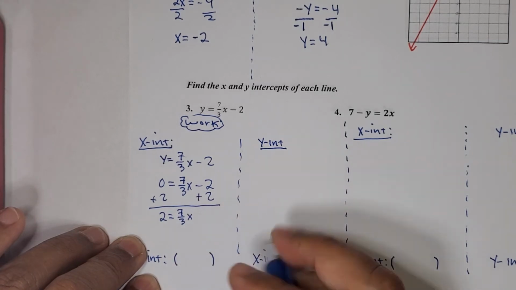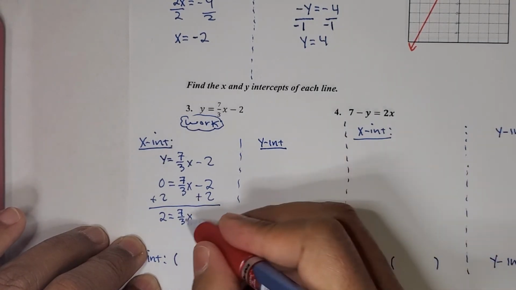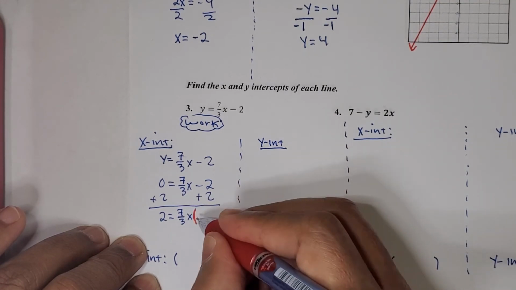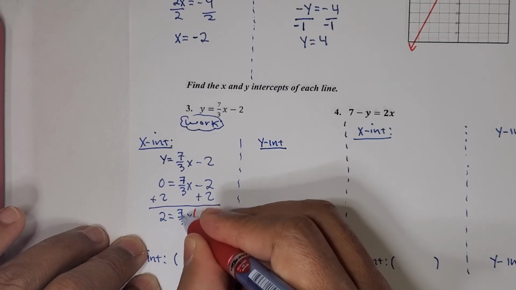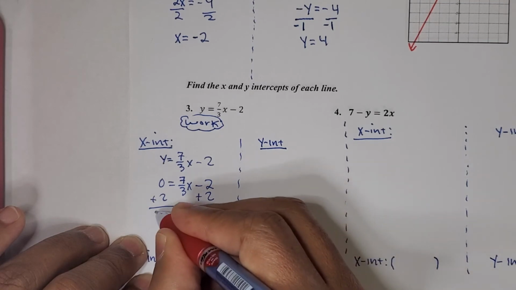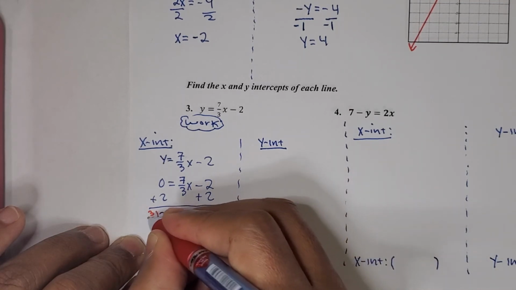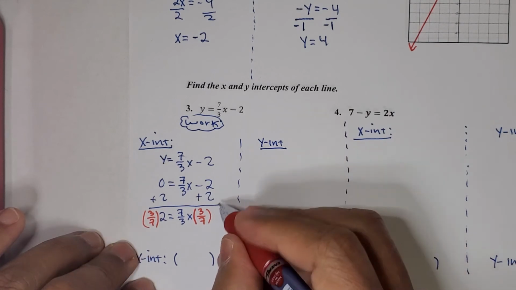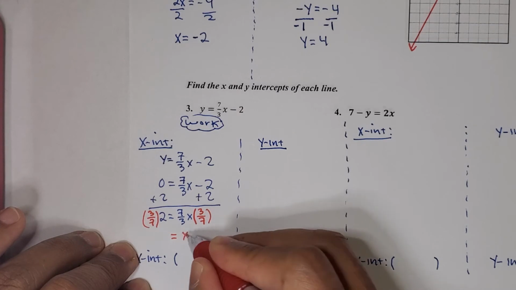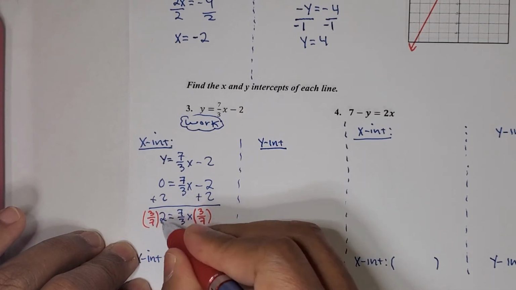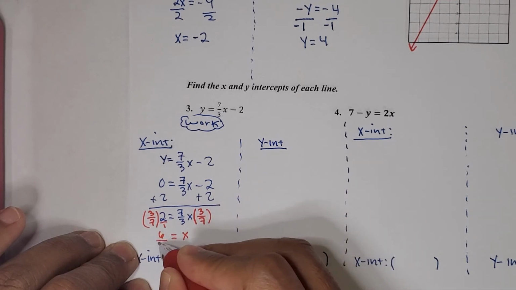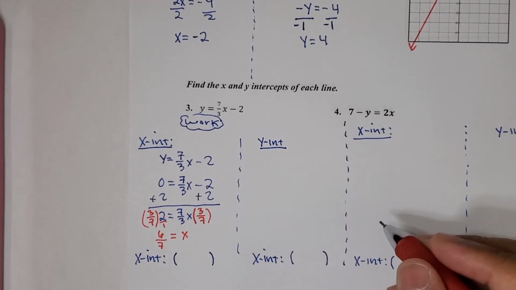7/3 x. Now, I want to get the x by itself, but it has a 7/3. So to get the x by itself, I'm going to multiply by the reciprocal of 7/3, which is 3/7. Okay, and I got to do that to both sides of the equation. 3/7. So then I have that x is going to be on this side, and 2 times 3, that's going to be 6, and this is 2/1. 1 times 7 is going to be 7, so this is 6/7. So there is the x coordinate.